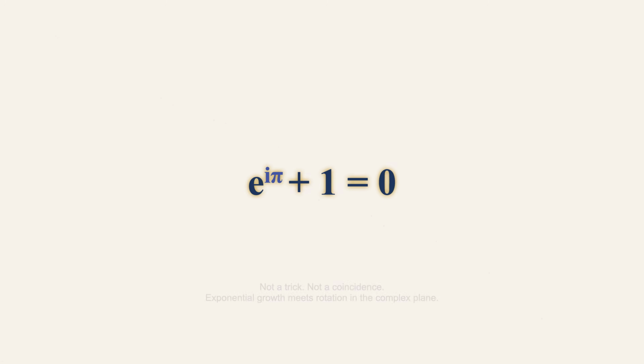When theta equals pi, e to the i pi equals cosine pi plus i sine pi. Cosine of pi is -1. Sine of pi is 0. So e to the i pi equals -1. Add 1 to both sides. e to the i pi plus 1 equals 0. That's it. That's Euler's identity. It's not a trick. It's not a coincidence. It's what happens when exponential growth meets rotation in the complex plane.